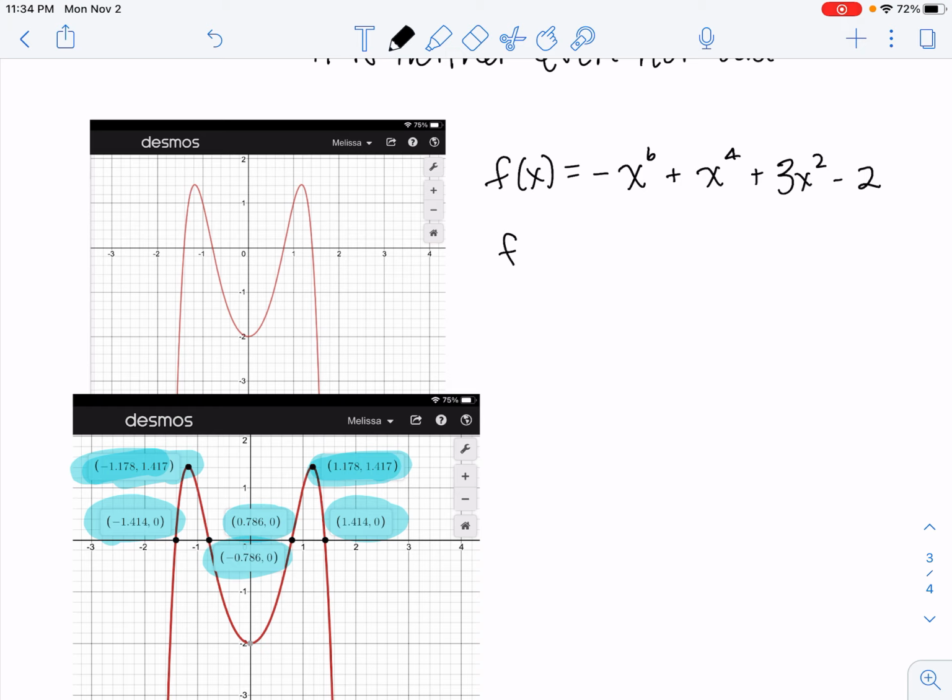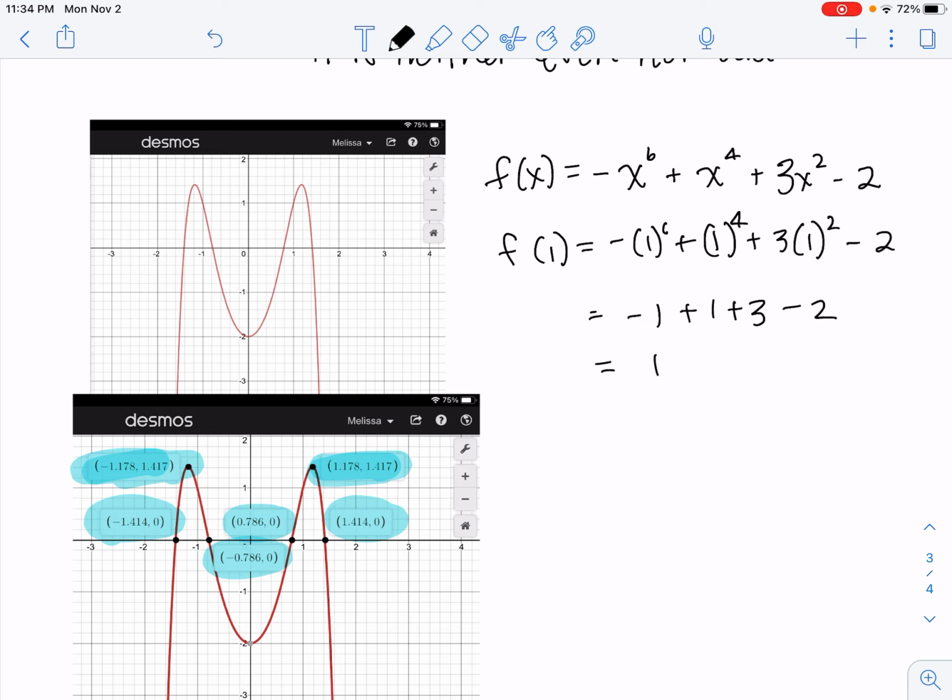If I plug in, we could even start with an easy number. If I plug in 1, what would I get? If I plug in 1, I'm going to get the opposite of 1 to the 6th power, plus 1 to the 4th power, plus 3 times 1 squared minus 2. So I'm going to get negative 1 plus 1 plus 3 minus 2. I'm going to get 1. You can see it right there on the graph.